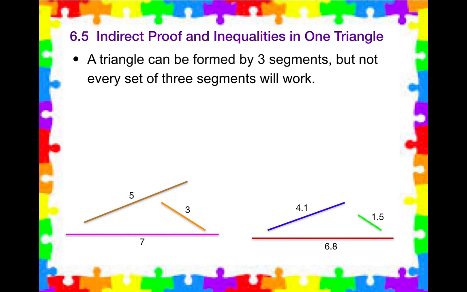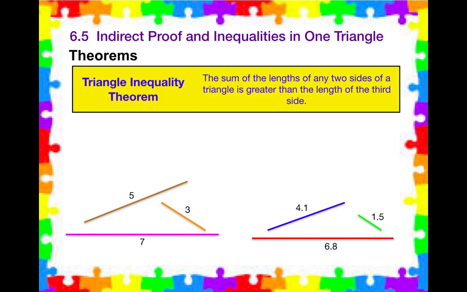And in fact, you can, because the distance of 5 plus the distance of 3 is greater than the distance of 7. So that would make a triangle. Whereas over here, if I try to put these together into a triangle, I'd have a problem because 4.1 plus 1.5 is less than 6.8. So you're going to have some gap in there. So it's not going to work. So the way that we know is by looking at the sum of the triangle sides and seeing if they're greater than the third side.